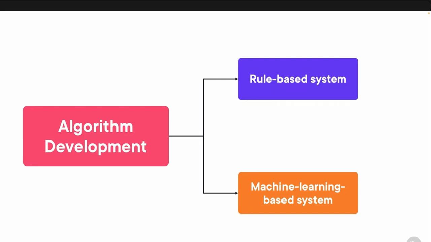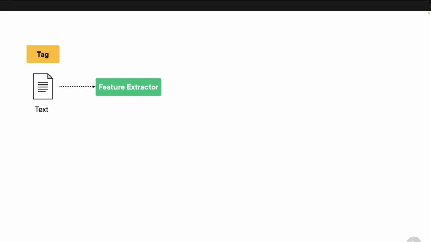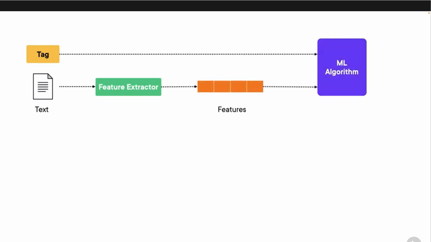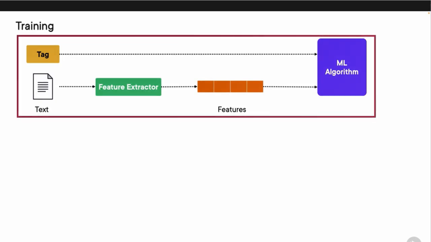Let's look at a simple example of text classification using machine learning. We have some text in a document, and we also have a tag associated with that text to indicate whether the text is positive, negative, or neutral. We run it through a feature extractor, which gives us the features which are then fed into a machine learning model along with the tags. This part of the system is called training.